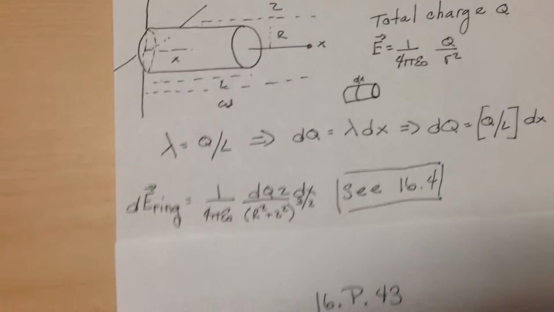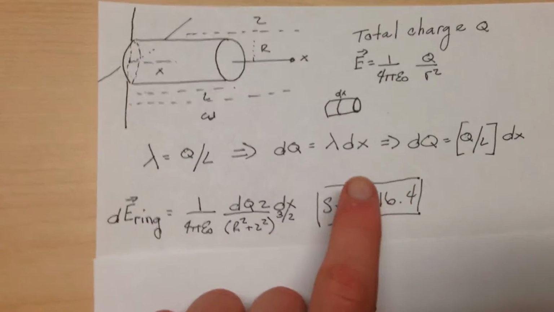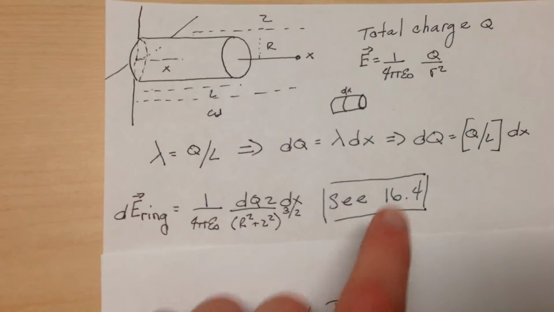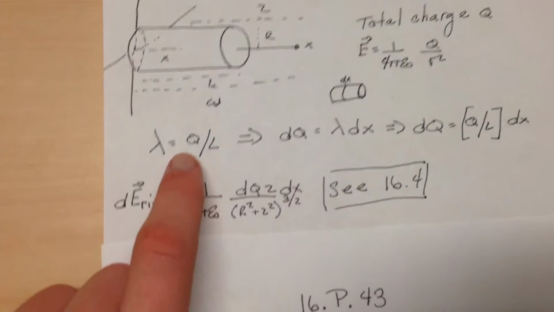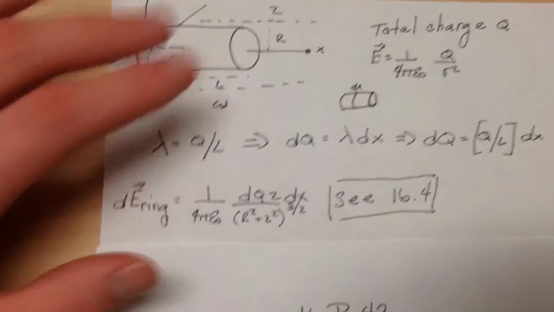Using this, we can conclude that dq equals lambda dx, or at any arbitrary point x along the x-axis, our charge is x lambda, or Q over L. So dq is Q over L dx.